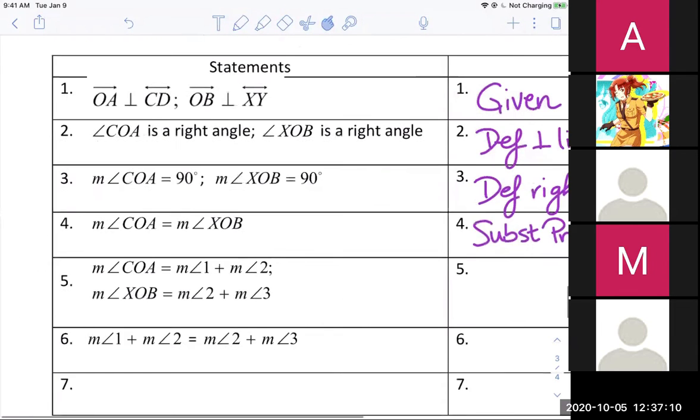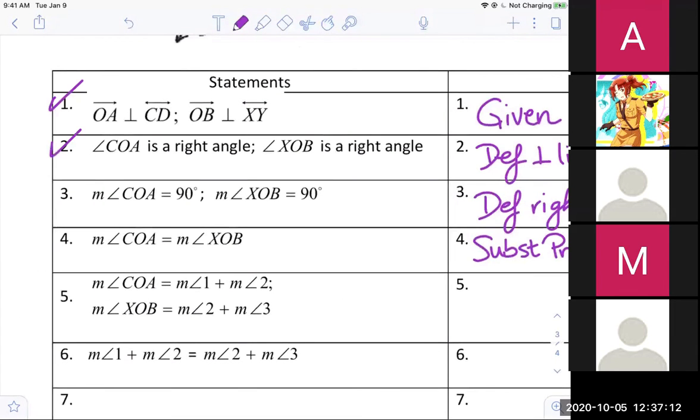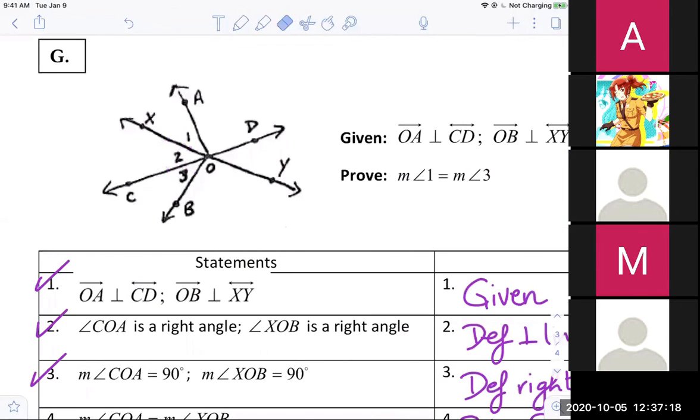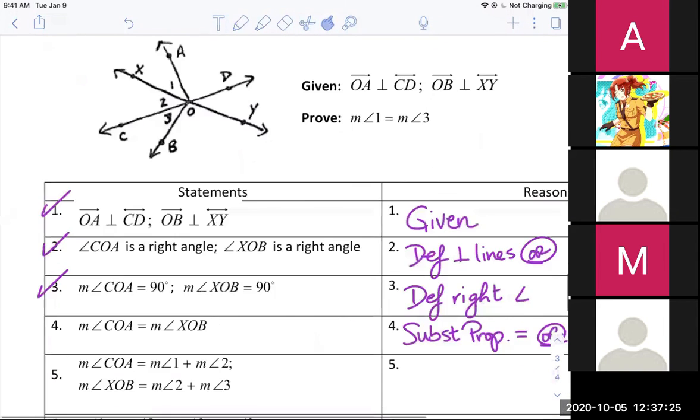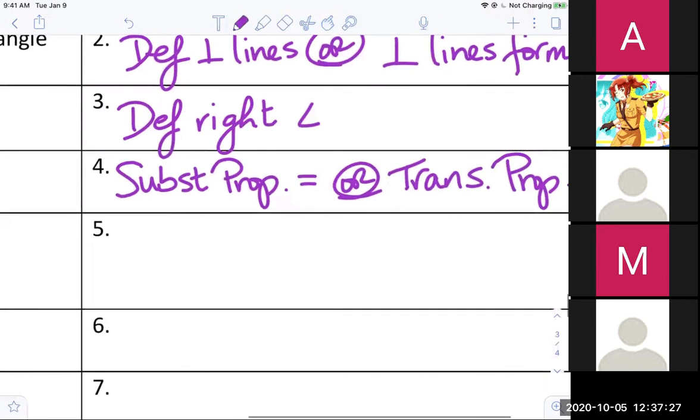Number 5, so basically 1 led to 2, 2 led to 3, 3 led to 4. 4 is not leading to 5. 5 is coming from the picture. So you're saying that when you add up that angle and that angle, you get the big angle. And same thing with 2 and 3. So that is angle addition postulate coming from the diagram.